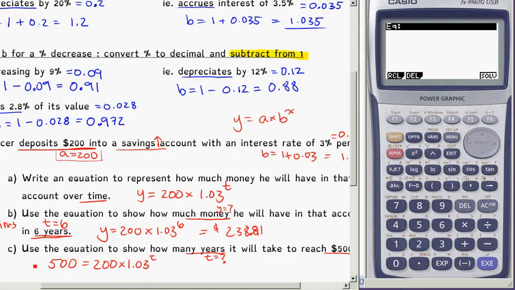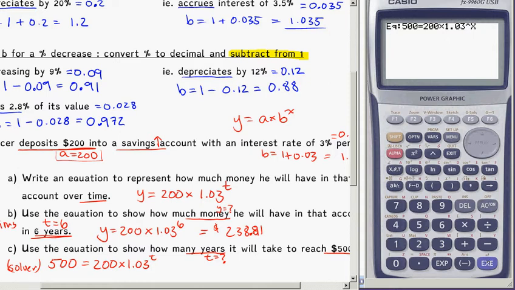So in solver, you're just going to type in exactly what you see. So I see 500. My equal sign is right there, the shift, and it's above the decimal. So shift equals 200 times 1.03 to the power of, again, that's the little hat key. Now do not try to find the letter T and type it in there. The only thing you ever use for variables in your calculator is going to be that button right under the red one, just like we do in graphing. So we'll just put an X. Even though it says T, we'll just put an X.